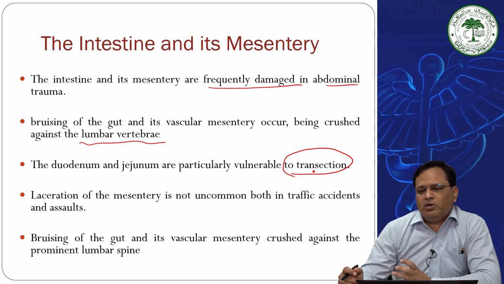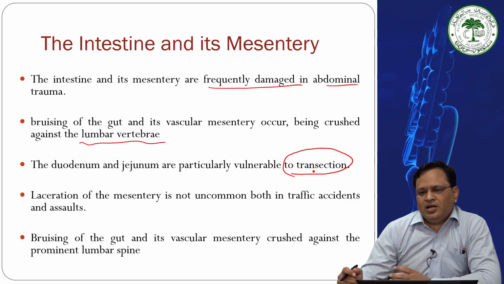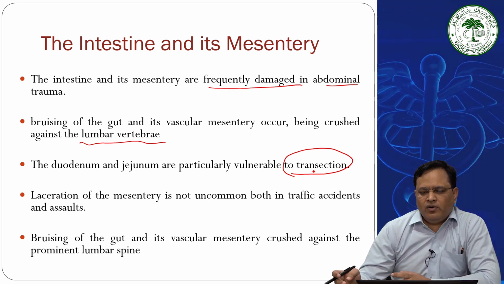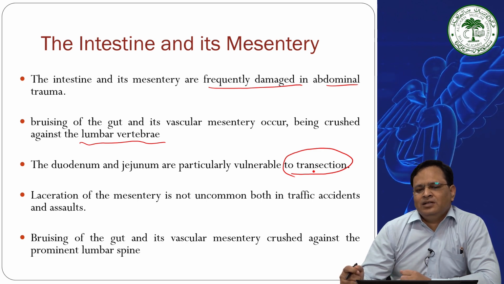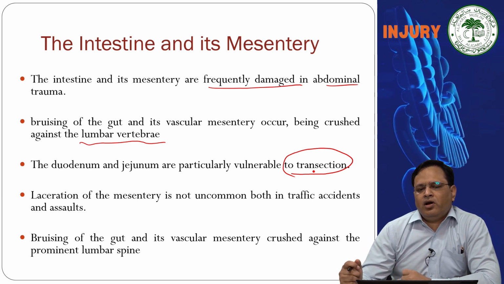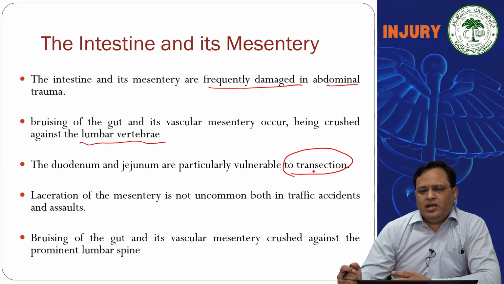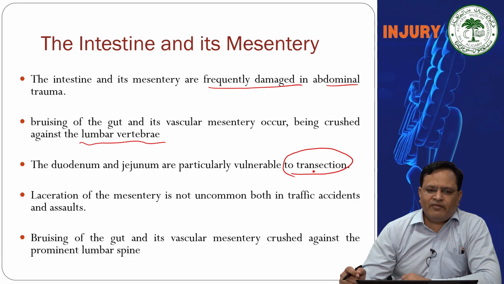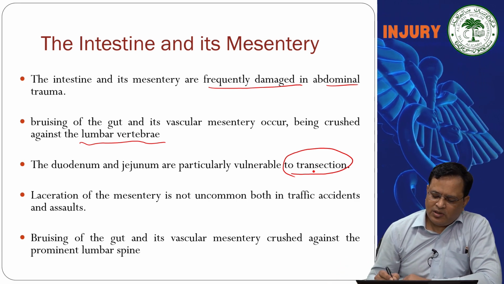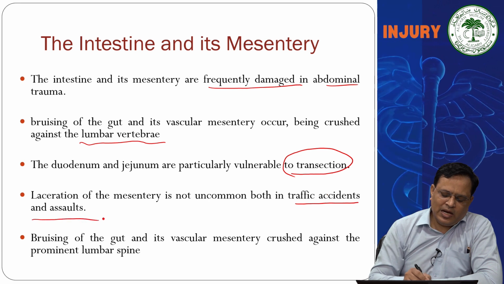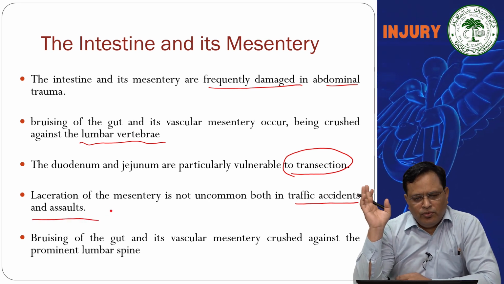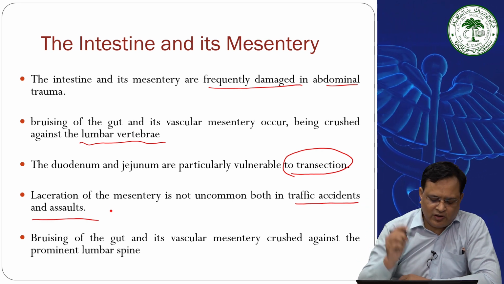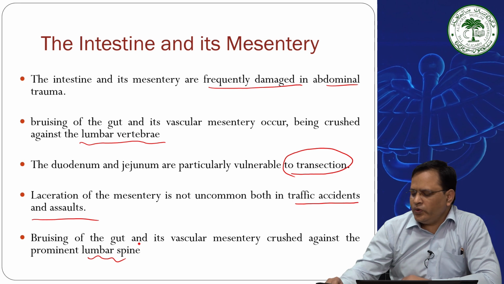If we go through the anatomy of the intestine, how it travels and how it is attached to the posterior wall, we will see how the duodenum and jejunum can be pulled out from their attachments and can lead to transections. Laceration of the mesentery is not uncommon in both traffic accidents and assault, and can lead to bleeding also. Bruising of the gut and its vascular mesentery crushed against the prominent lumbar spine, I have already discussed. So we will be seeing into it.